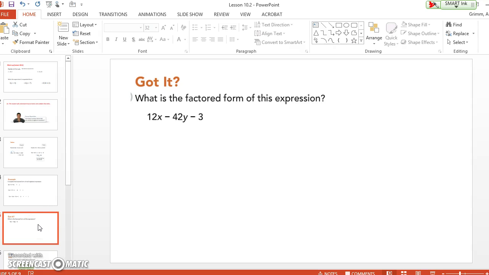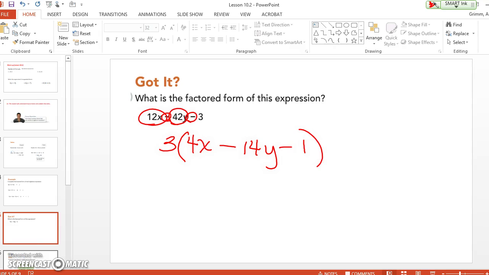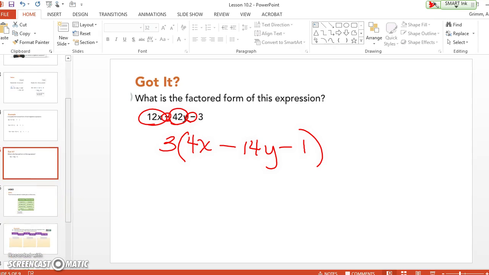All right, go ahead and see if you can write the factored form of that one on your own. All right, what is the greatest common factor of 12, 42, and 3, Hassan? 3. So I'm going to pull out a 3. And then 3 times what will get me to 12x? 4x. I'm going to keep the subtraction sign. 3 times blank gets me to 42y? 14y. Keep the subtraction sign. And then 3 times what gets me 3? 1. So there would be my factored form. Okay, questions on that before we keep going?